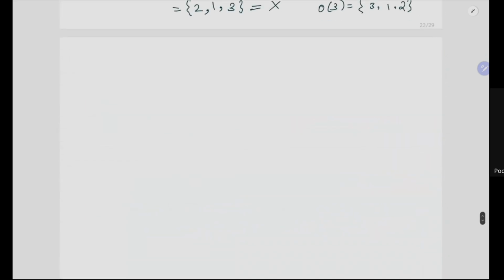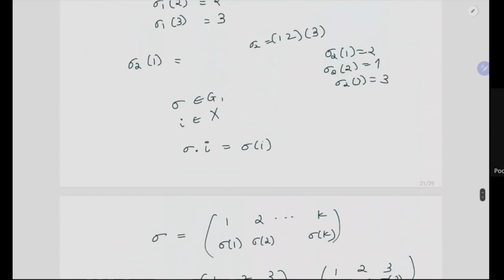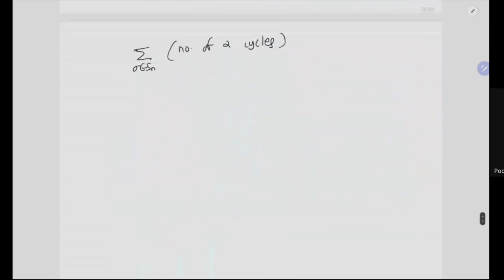Can you state this problem for 2-cycles? For 2-cycles, yes, you mean S3, the same group. You want to understand the summation over sigma belonging to Sn of the number of 2-cycles. Is this what you are asking? Yes. So again we have this.